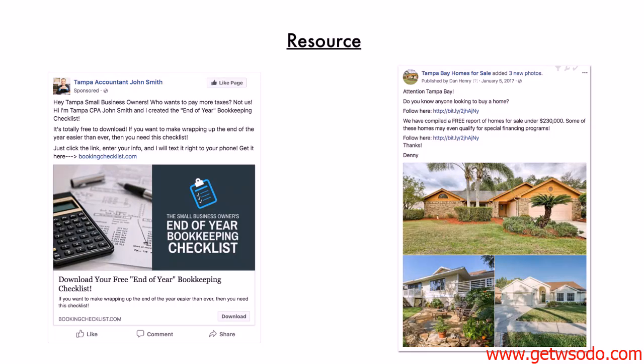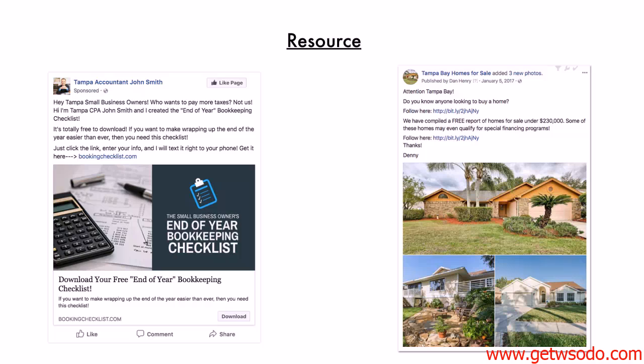One of the students in our course, JR, actually wrote this copy one time, and he said follow here, and I said, why do you put follow here? He's like, I don't know, but it converted really well, and we tried it, and for some reason that word converts really well. I'm not sure why, but anyway, it says we have compiled a free report of homes for sale under $230,000. Some of these homes may even qualify for special financing programs. Follow here.